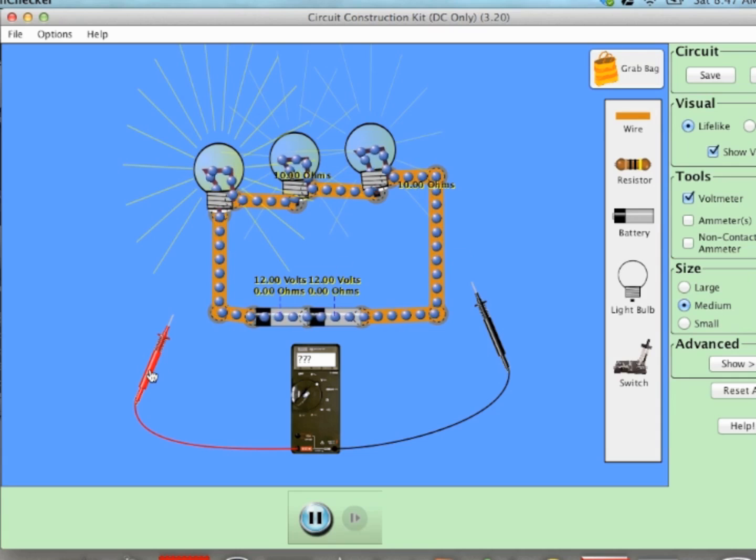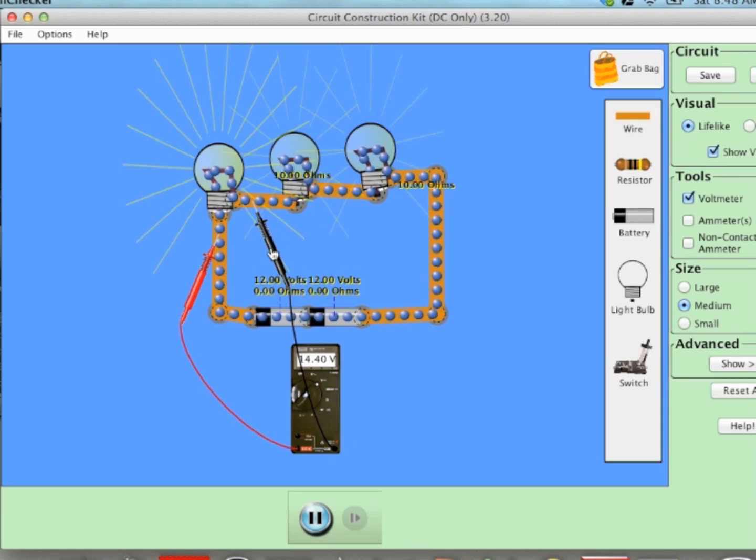But let's see how much voltage each one of these bulbs absorbs. Okay, so let's measure the first one. In the first one, there's a voltage drop of 4.8 volts. In the next one, there's a voltage drop of 4.8 volts. But in the third one, the high resistance one, there's a voltage drop of 14.4 volts.